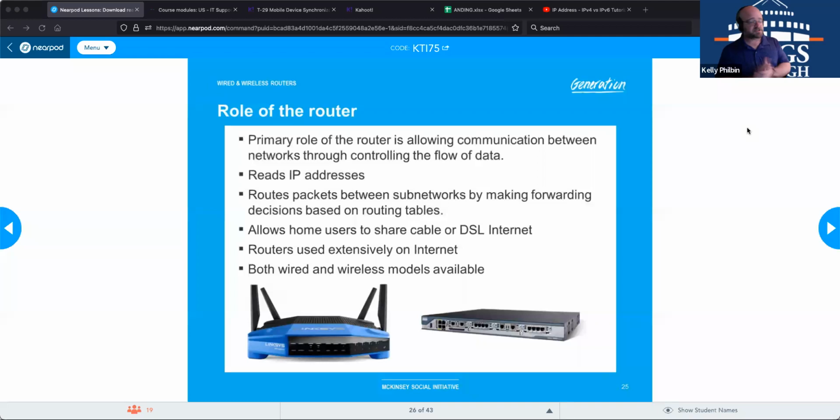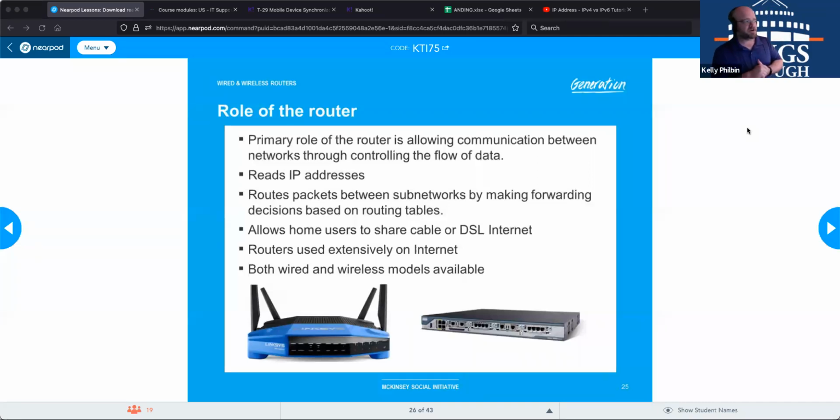The other nice thing routers do is they allow you to share single connections. Remember, we were talking about NAT, or network address translation, where you have multiple IP addresses inside. And then when they go into the router, it will change that IP to the outside, the public address. And so everybody can share that connection. So same thing here. It allows you to share the connection with the outside.